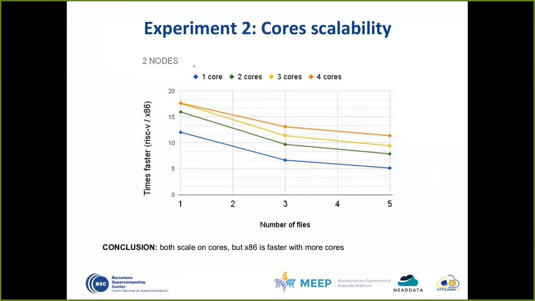We did some experiments using one core per node, two cores, three cores, or four cores. And again, the y-axis is how many times faster x86 is versus RISC-V. What we can see here is that the more cores we use, the greater the difference between RISC-V and x86. We can see how it's scaling in cores in both architectures, but it's scaling better in x86.